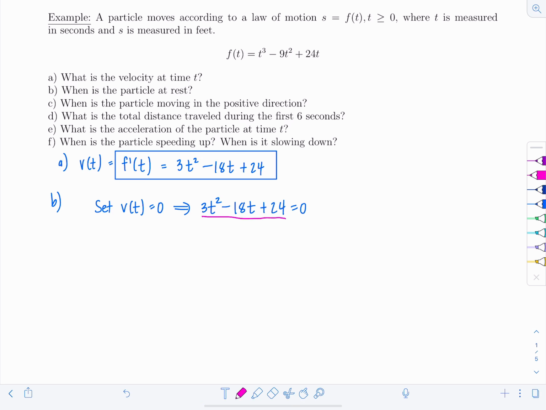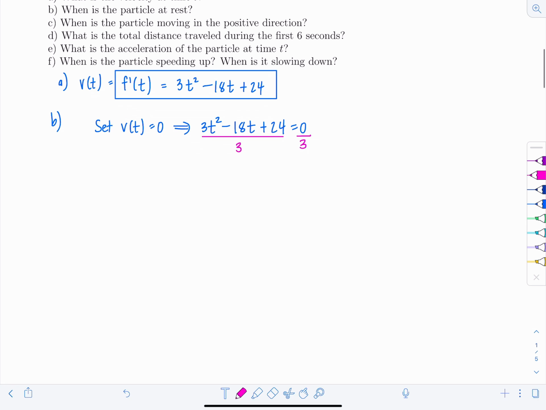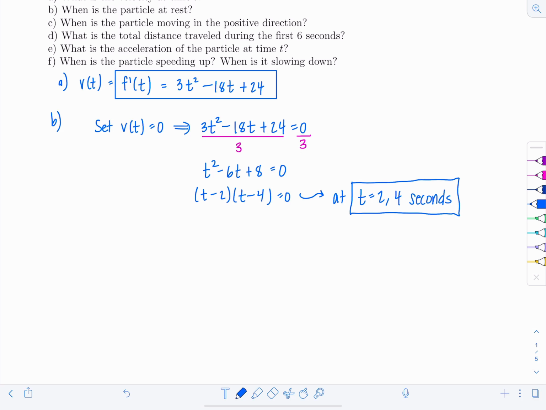Right off the bat, let's divide the whole thing by 3. That way it'll be simpler to work with. Divide by 3, divide by 3. Now I have t squared minus 6t plus 8 equals 0. Does this factor? Oh, it sure does. This is t minus 2 times t minus 4 equals 0. So that means the particle is at rest at t equals 2 and t equals 4 seconds. Make sure if they give you units in the problem that you include them in your answer.